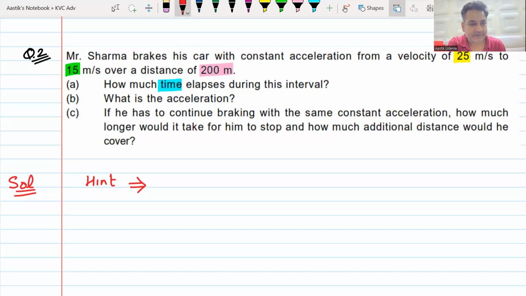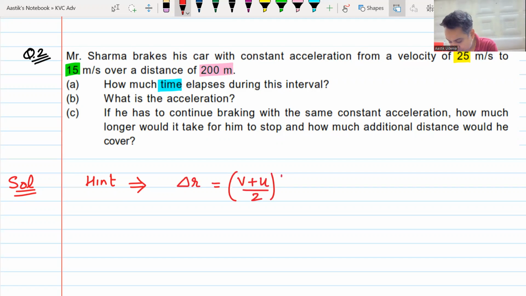Okay, Shruti, you can leave. Which equation should I use? And the answer is very simple. Displacement is equal to (v plus u) divided by 2, multiplied by t. This is the equation that I use.